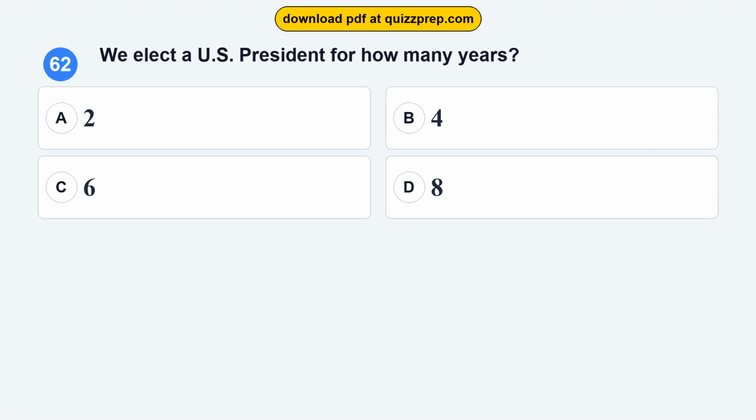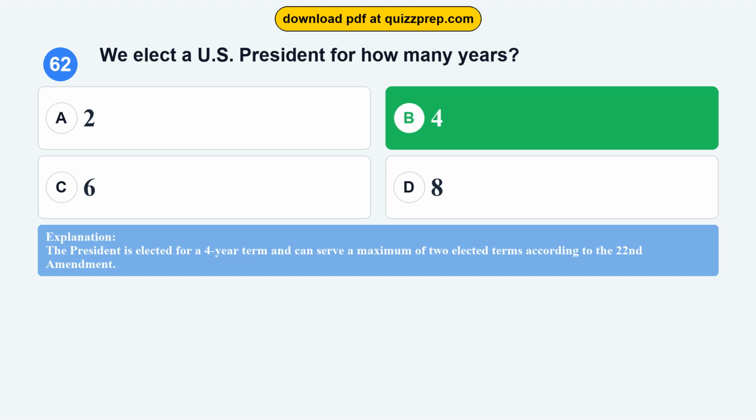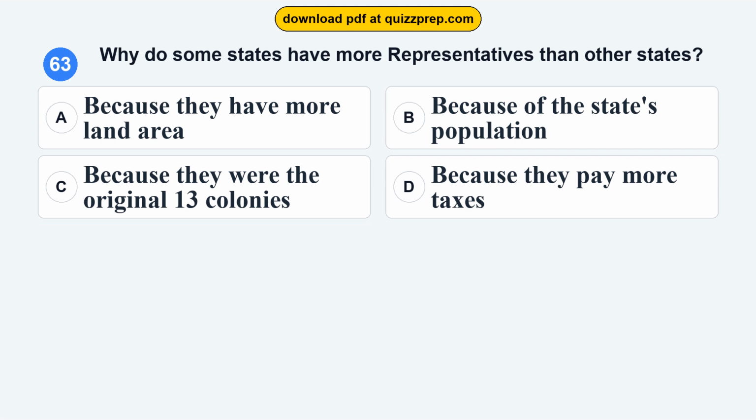Question 62. We elect a U.S. president for how many years? Option A 2, option B 4, option C 6, option D 8. The correct answer is option B, 4. The president is elected for a 4-year term and can serve a maximum of 2 elected terms according to the 22nd Amendment. Question 63. Why do some states have more representatives than other states? Option A, because they have more land area. Option B, because of the state's population.